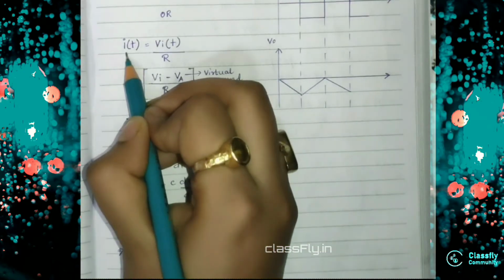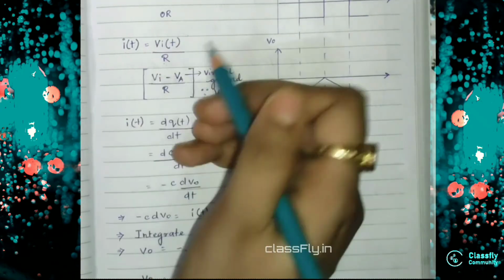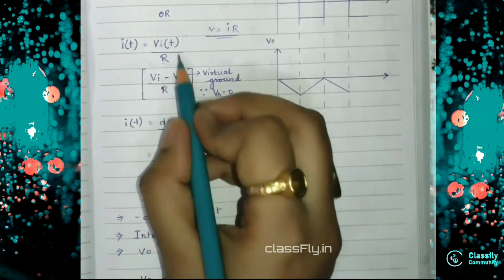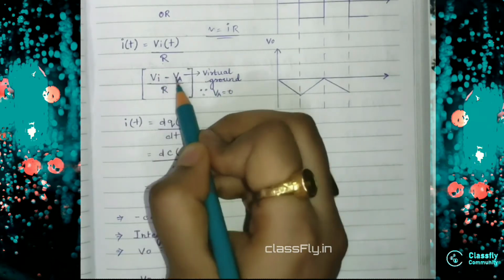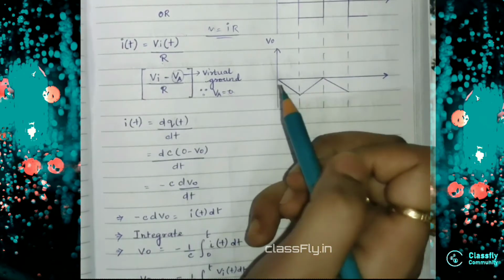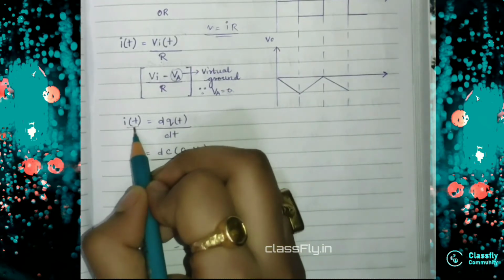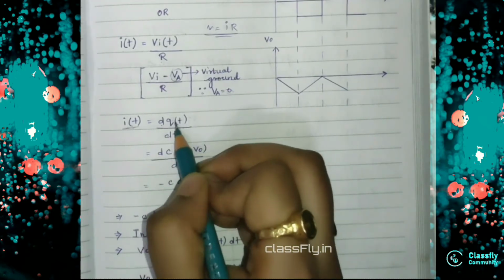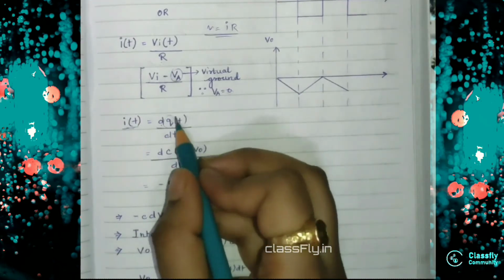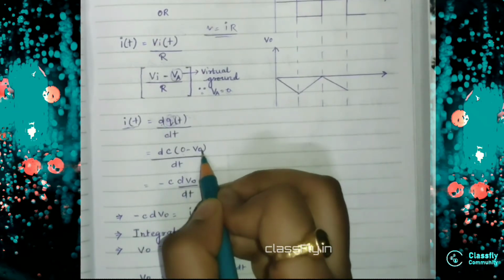Now you can solve it by i(t) equal to Vi(t) by R. This is the formula, V is equal to IR, we know that, right? Why did I write Vi(t) here? Because Vi minus Va, where Va is 0, gives Vi by R, so I directly wrote Vi(t) by R. Now I can write i(t) equal to dQ(t) by dt. Q is the charge. We know the current is the rate of change of charge. So now I can write this Q(t) as C times (0 minus V0).